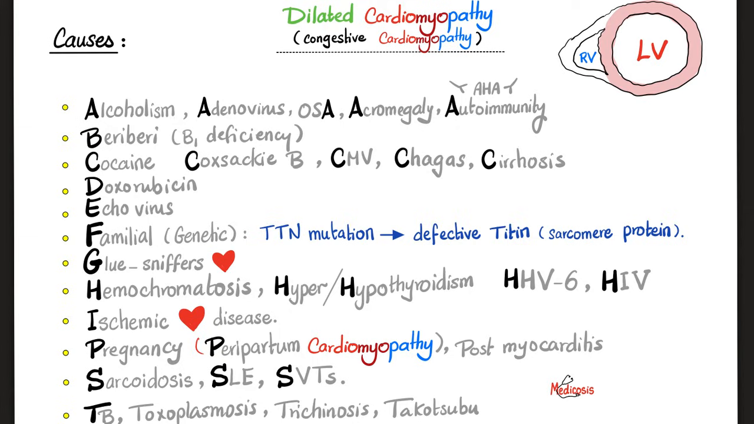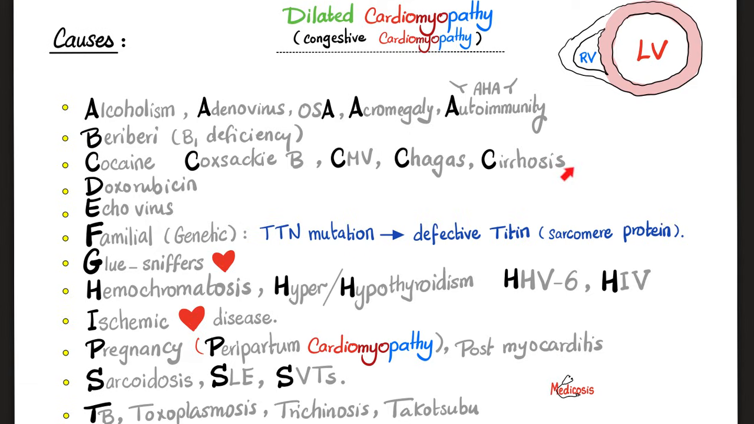Next, C. Cocaine, Coxsackie B virus. Coxsackie A will give me rash, the famous hand-foot-mouth disease, but Coxsackie B will give me heart issues. Cytomegalovirus, Chagas disease, Trypanosoma cruzi, American trypanosomiasis, or trypanosomiasis of the New World. What's the name of the trypanosoma of the Old World? Trypanosoma brucei. What's the name of the disease caused by Trypanosoma brucei? Let me know your answer in the comments.